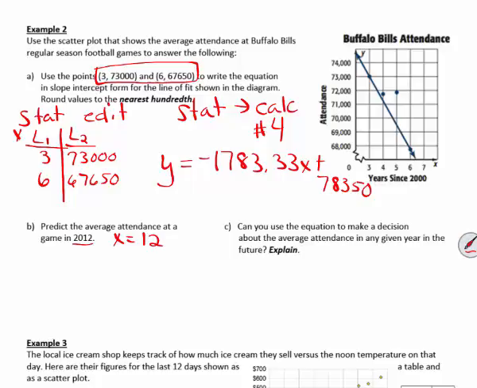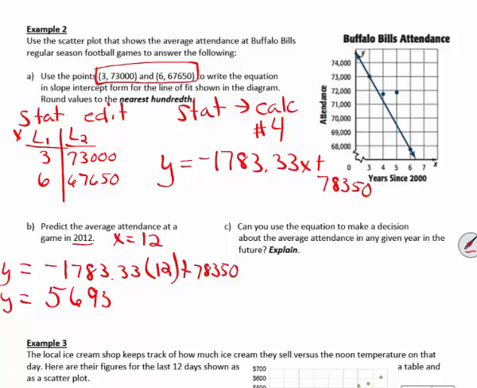So when I put that in, I'm going to have negative 1783.33 times 12 plus 78350, which is going to give me 56,950 people. It came out to be 0.04, but you can't have 0.04 of a person.